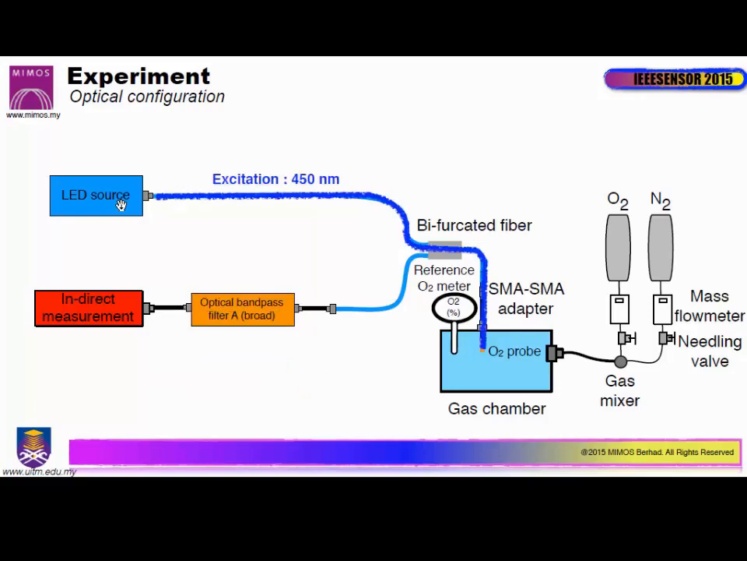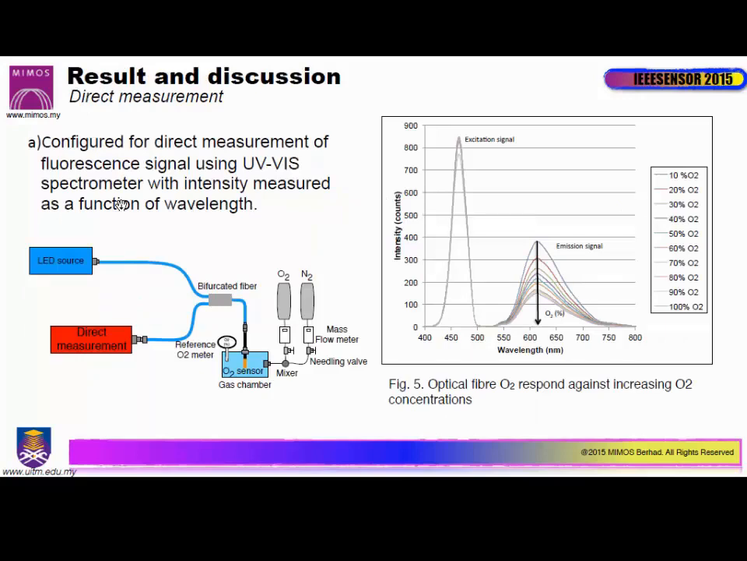So once we excite the sensor with this energy at 450 nanometer, the sensor will emit a fluorescent signal at almost 600 nanometer. So this has been detected by the detection scheme. And in this graph, what we can see is that without any filter being used in the setup, we will see that this is the excitation signal, and this is the emission signal. So as we increase the oxygen concentration from 10% up to 100%, you will see the quenching of oxygen. So you can see the reduction of spectrum.